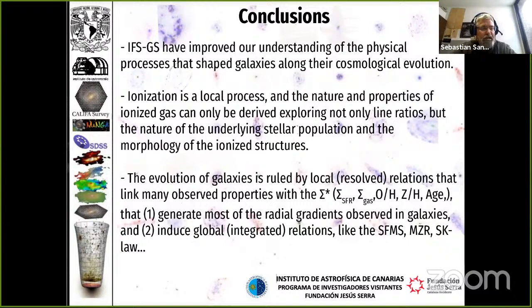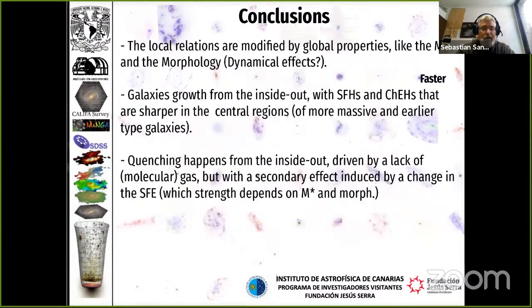Most of the evolution of galaxies is ruled by resolved relations between the stellar mass density and different quantities. Those relations evolve and should evolve along time. The global relations emerge from these local ones, but the local ones are also influenced by global properties. So there is an interaction between these two relations.